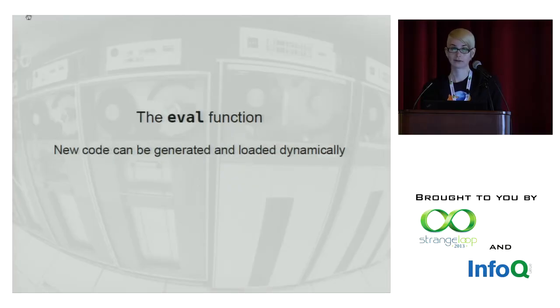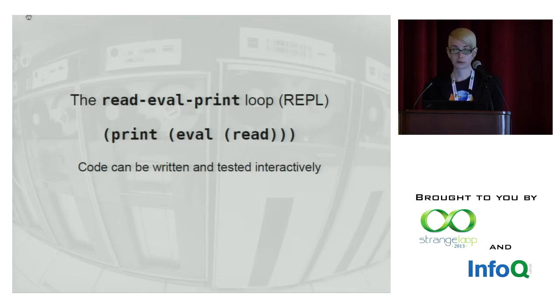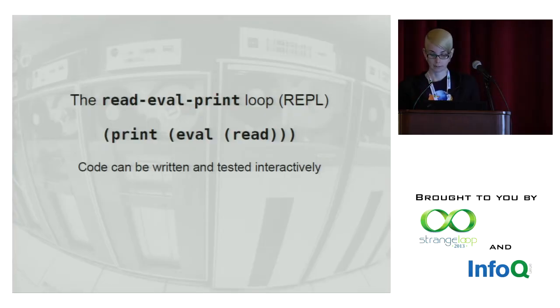The eval function, so this idea that you can generate new code and evaluate it dynamically. And finally, the read eval print loop, which was enabled by the eval function. So the idea that you can write code and test it interactively. And this must have been revolutionary in the late 50s and early 60s, because people were still at the time programming by punching cards. So this idea that you could be in front of a computer and write code and immediately get a result must have been really game-changing.